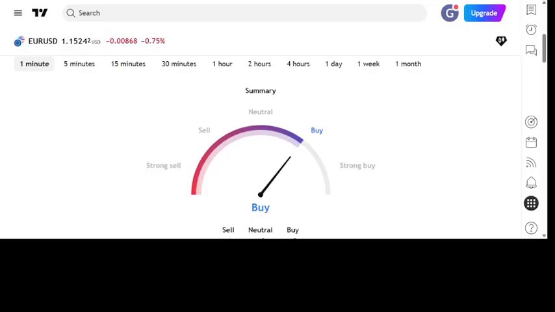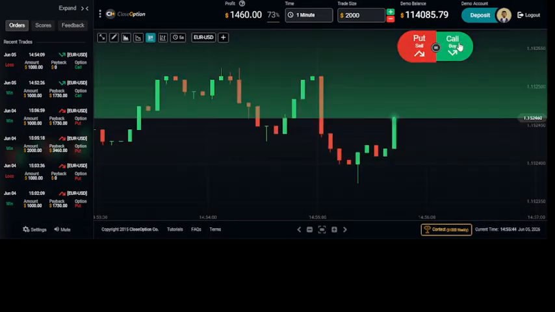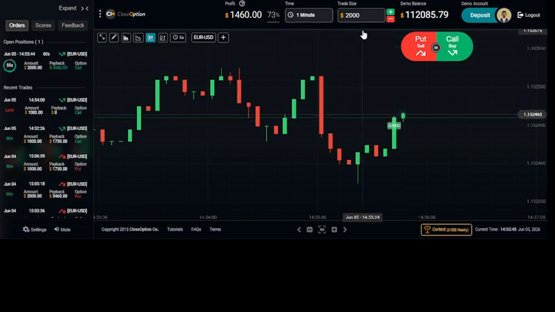So we go back to the technical analysis indicator here on the TradingView chart. It's saying on the 5 minutes sell, and on the 1 minute it's still saying buy. So let's go ahead and take another buy trade here for 2,000. Now if this trade loses, I'm going to have to double up again to 4,000. That's to recover the previous two losses and gain some additional profit on this trade.